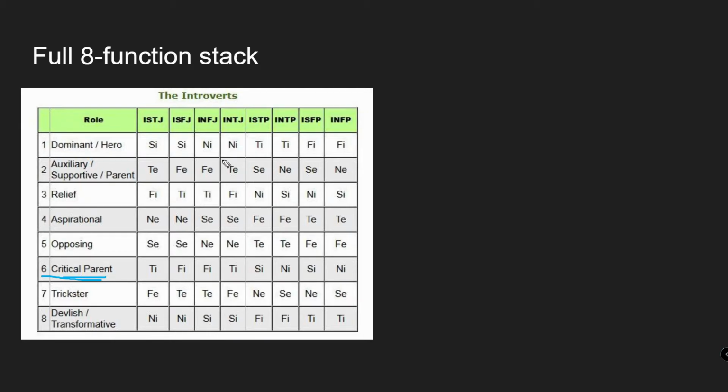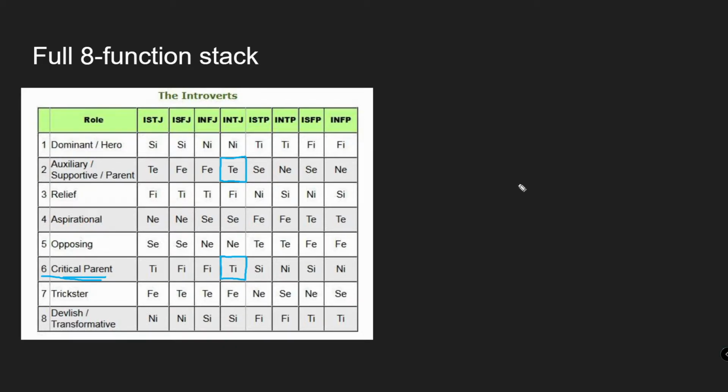INTJs have TE, extroverted thinking, as their auxiliary function, which means the critical parent is always the opposite of the auxiliary function. So their critical parent is TI. Very important.